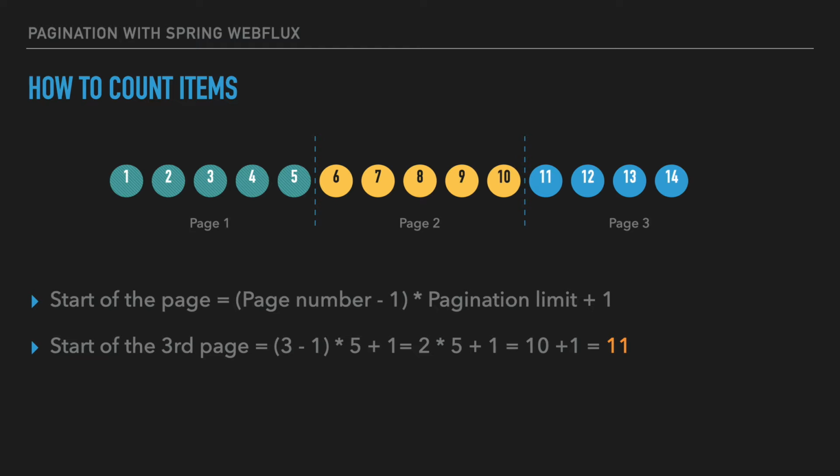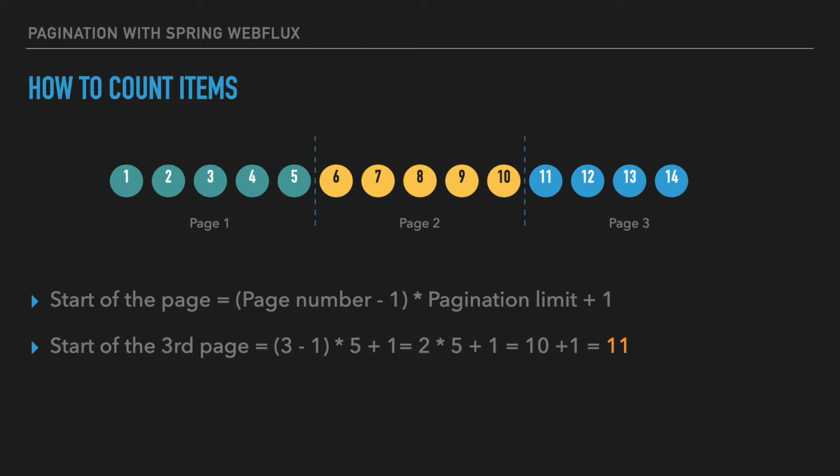So how do we actually calculate this? We have a formula. We have the number of the page that we want to get, and we have a limit, so how many items could be on the page. In this case, the pagination limit would be 5. Let's take a look at the starting item of page number 3. We take the page number, subtract 1 from it, multiply it by the pagination limit, and finally add 1.